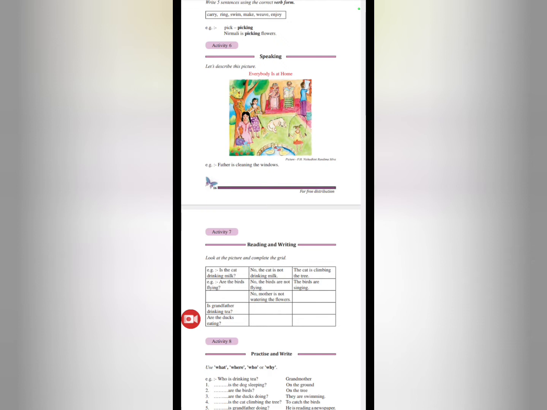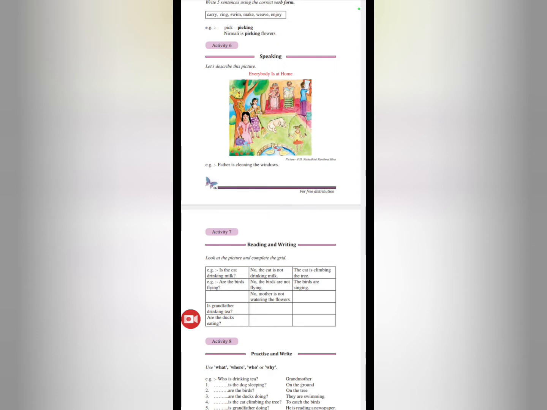Today I am going to continue the Unit 2 lesson activities. I had discussed activity 6, but today I am going to discuss activity 7. Now we will go into the activity. Reading and writing. You know what is meant by reading and writing. Now we'll read it. Look at the picture and complete the grid. Grid means this table. Now you should look at the picture in the activity and complete this grid. They have given an example.